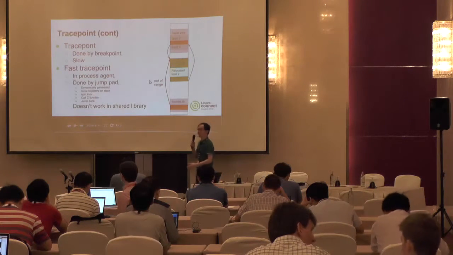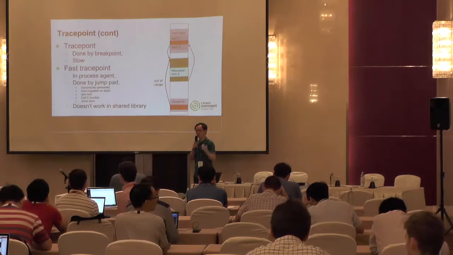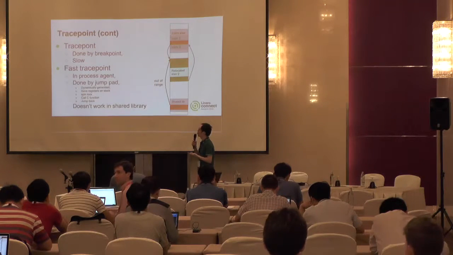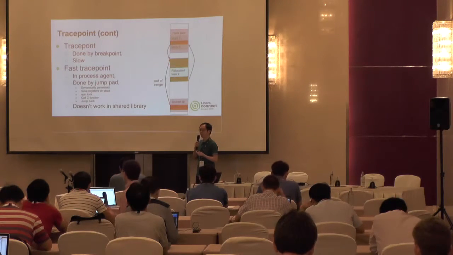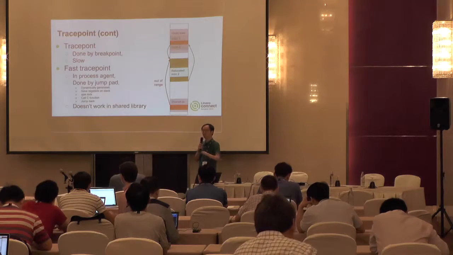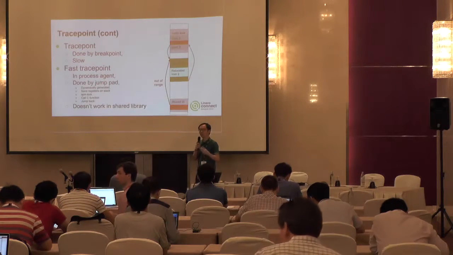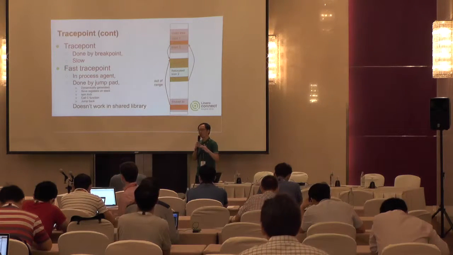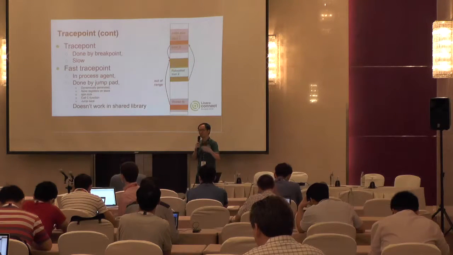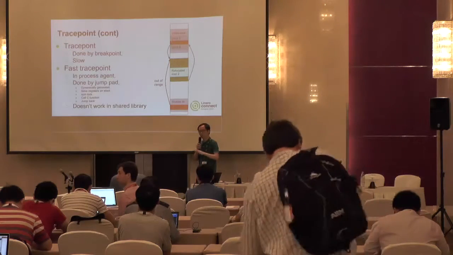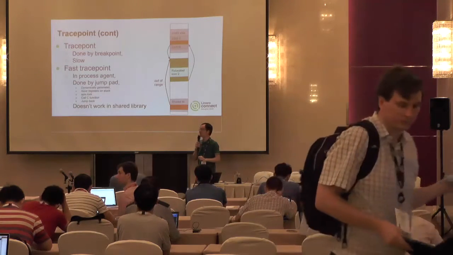Yes, for the trace point, there are two types: a trace point and a fast trace point. The fast trace point is faster, and the trace point is slower because the trace point is done by breakpoint. Which means on the operating system level, there is still a trap, and there is a process context switch from the program to the GDB server. The GDB server does some collection, switches back, and resumes the program. The program can run.